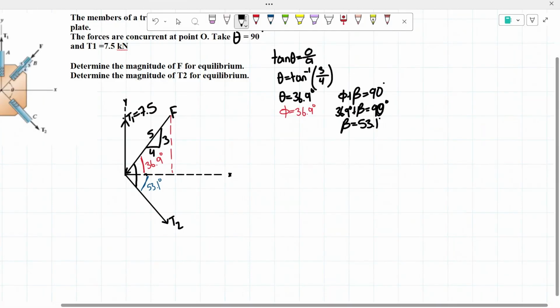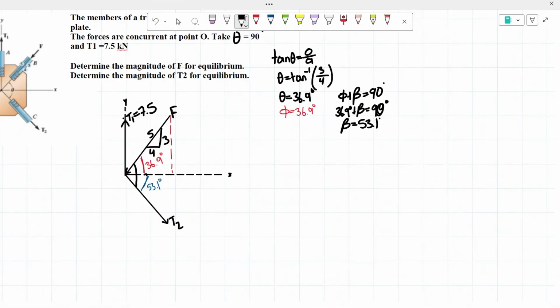So we're going to start off with our x components. The sum of forces in the x direction have to equal 0 to be in equilibrium. So we're going to start off with t sub 1. If we take a look at t sub 1, we could see that t sub 1 is completely vertical. There is no horizontal or x component to it, so we don't have to do anything to that.